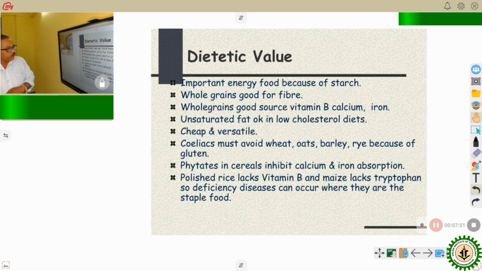Coeliacs must avoid wheat, oat, barley, and rye because of gluten. Phytates in cereals inhibit calcium and iron absorption. Polished rice lacks vitamin B and maize lacks tryptophan, so deficiency can occur where they are the staple food. In common, cereal grains lack lysine, an essential amino acid, and lysine can be compensated by consuming pulses and other food materials.